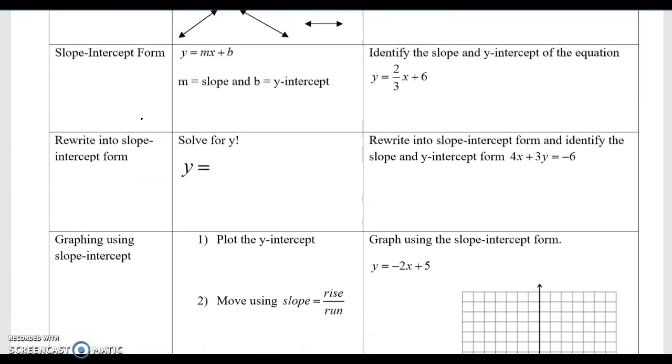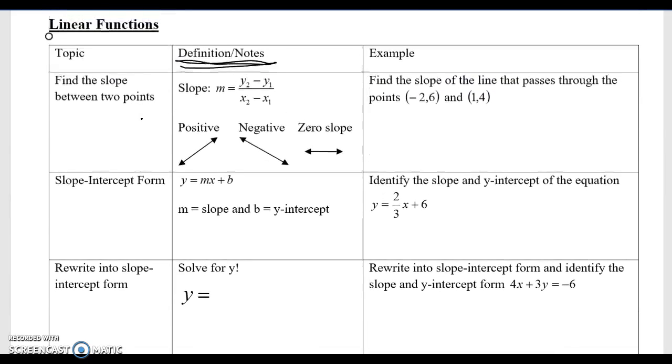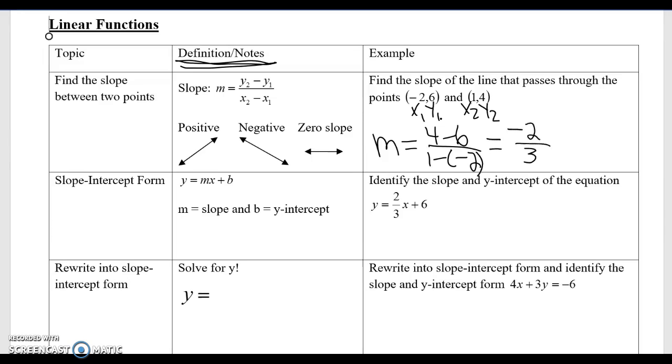Now we're going to look at the examples. Starting at the top, we want to find the slope between 2 points. This is something you learned in Algebra 1, should be pretty simple. We have my x1, y1, x2, and y2, and we just calculate m using the slope. So I'll get 4 minus 6 over 1 minus negative 2, which is negative 2 over 3. And that's a negative slope, so if I was to graph that, the line would be going down like the negative shown in the picture.